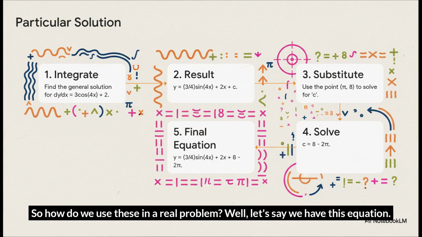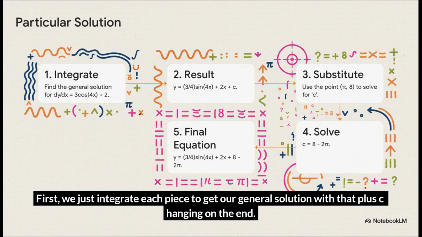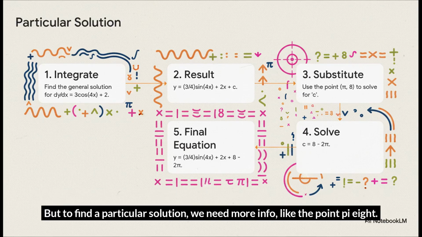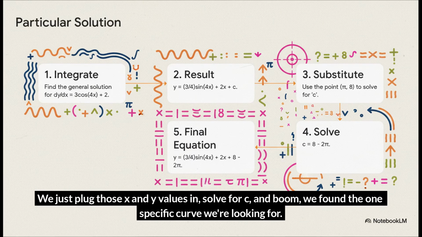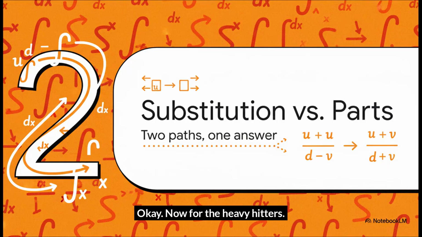So, how do we use these in a real problem? Well, let's say we have this equation. First, we just integrate each piece to get our general solution with that plus c hanging on the end. But to find a particular solution, we need more info, like the point pi over 8. We just plug those x and y values in, solve for c, and boom, we found the one specific curve we're looking for.